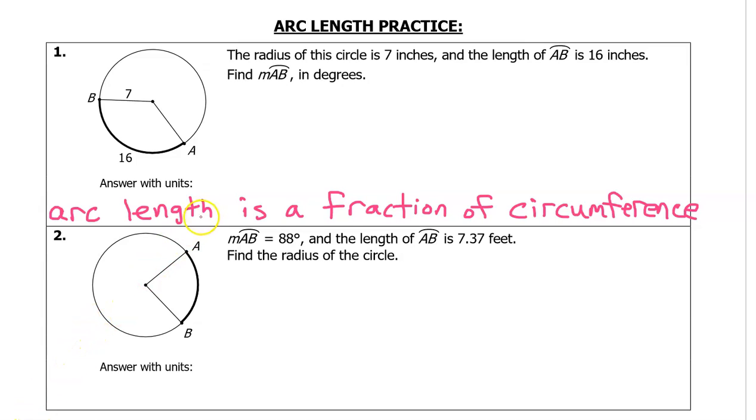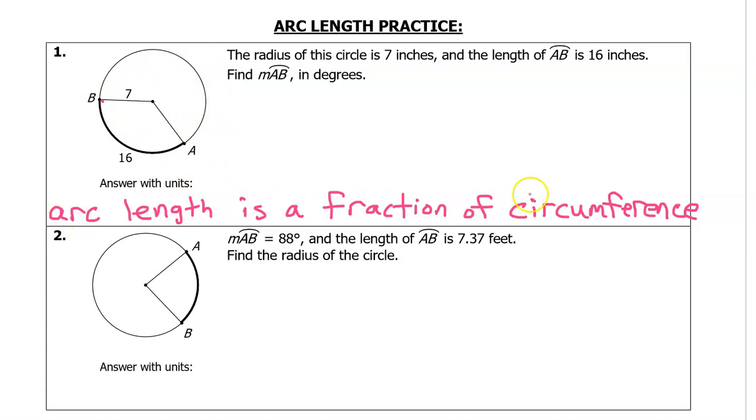In this video, we will solve problems involving the arc length of a circle. The arc length is some portion of the circumference. So if you look at this, this bold length of 16 is an arc length on this circle. And the key is what I just said: arc length is a fraction of the circumference. The circumference is the length of the entire circle.